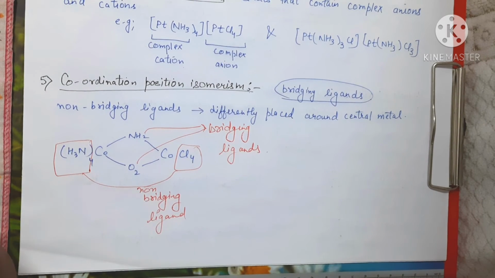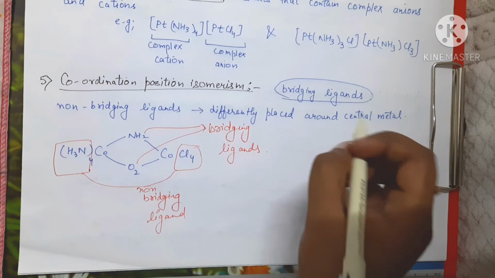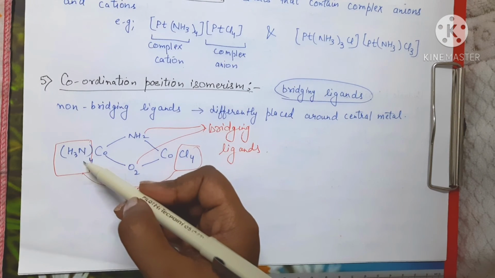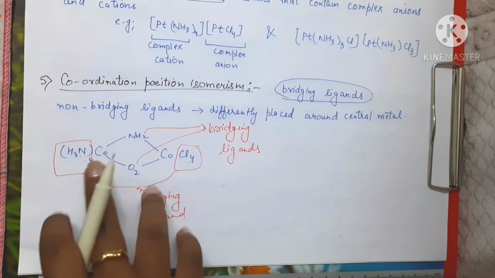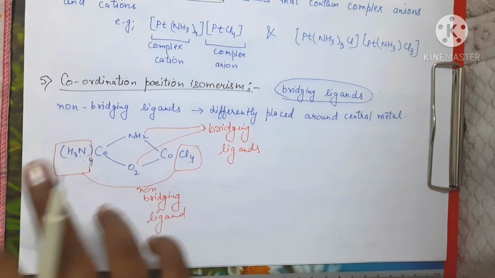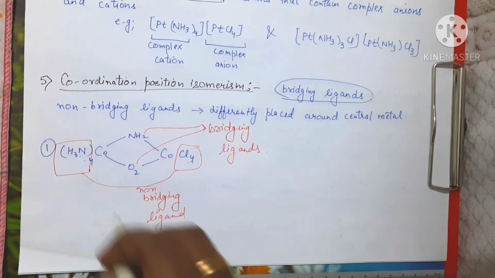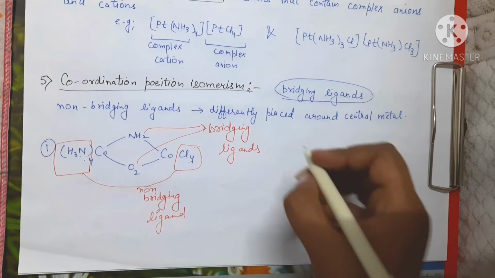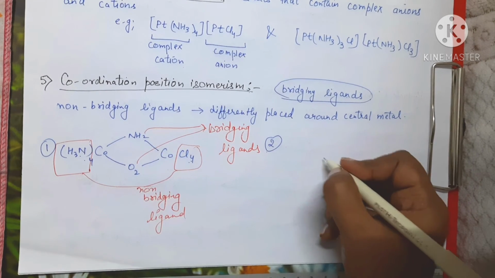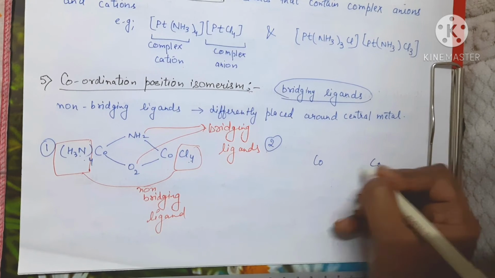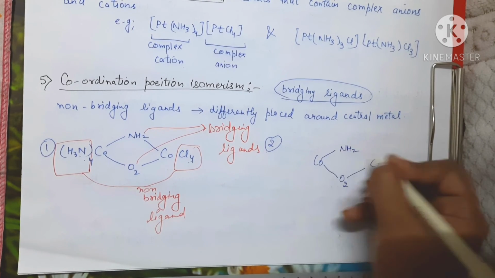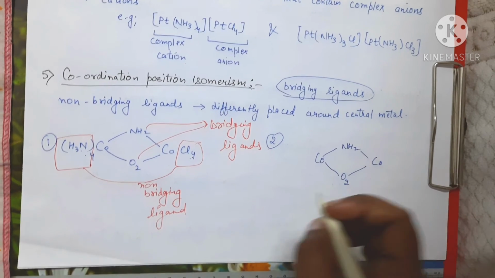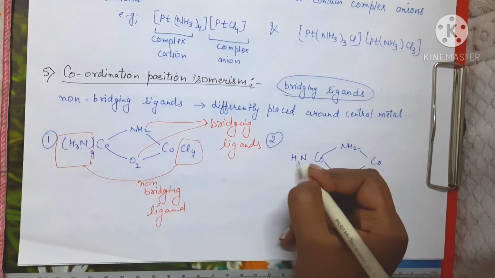So what we have to do is we have to look at the non-bridging ligands. Their orientation around these metals will be different. For example, this is the first type of coordination position isomerism. Second type could be like this: cobalt, cobalt, O2, NH2, and these ligands will be attached differently.